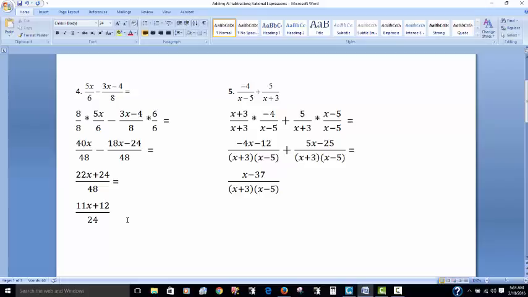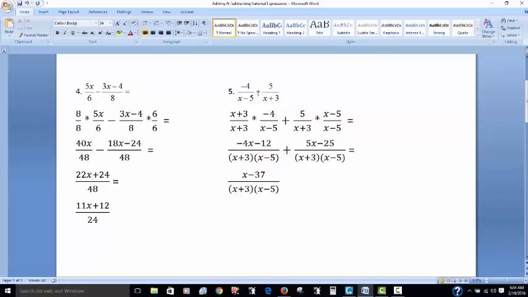Let's look at this next example. A little more complicated. We have negative 4 over x minus 5 plus 5 over x plus 3. Again, x minus 5, x plus 3, 2 different denominators. So I need to work to make the denominators the same so that I can add or subtract them.